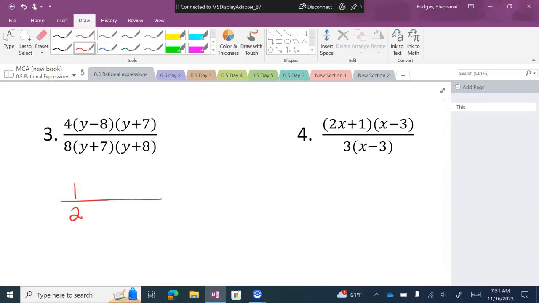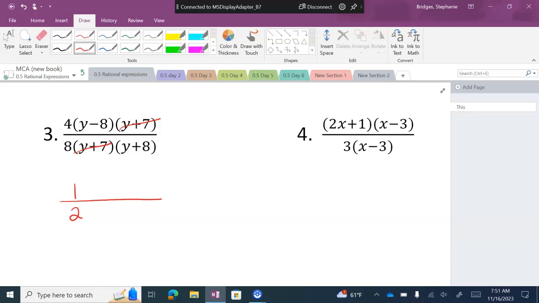Do we see any other factors at the top and the bottom that are exactly the same that might cancel each other out? The y plus 7. I've got a y plus 7 at the top. I've got a y plus 7 at the bottom. So therefore, I can get rid of those. I can divide them out just like we divided out the b to the third and the b to the third. Is there anything else exactly the same?